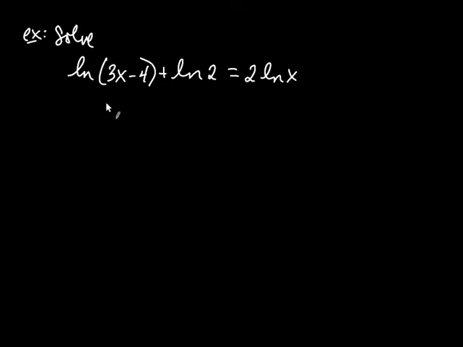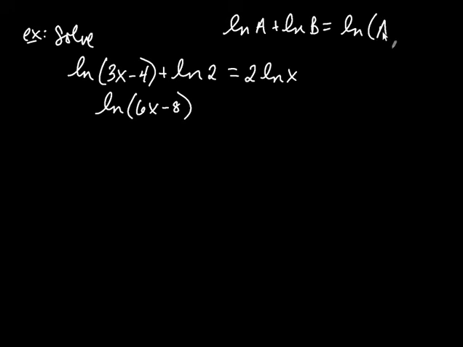That is, the left-hand side can be written as natural log of 2 times 3x minus 4, which is 6x minus 8. I'm using the property that natural log of a plus natural log of b equals natural log of the product ab. Okay, and then the right-hand side.